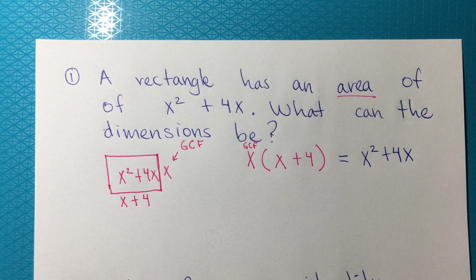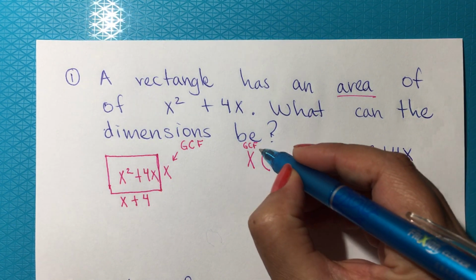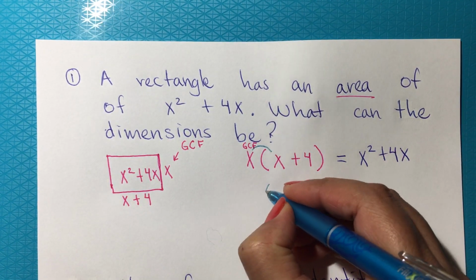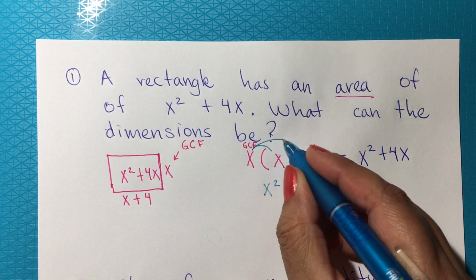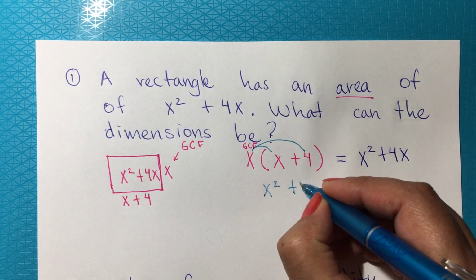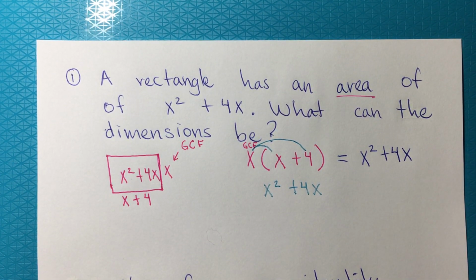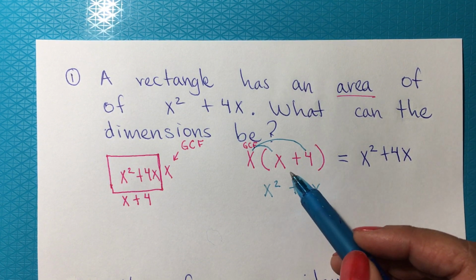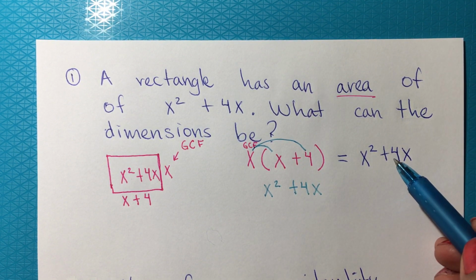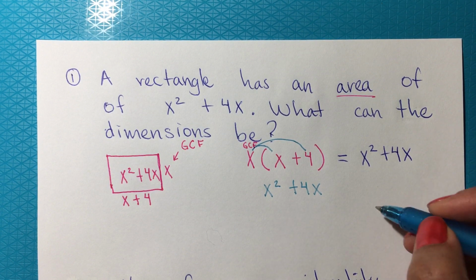And how can you do that? What we can do is multiply or use distributive property. So x times x, we get x squared. And x times 4 is 4x. And that's exactly what they gave us. So it is true. What we just did here is to prove a polynomial identity to be true.